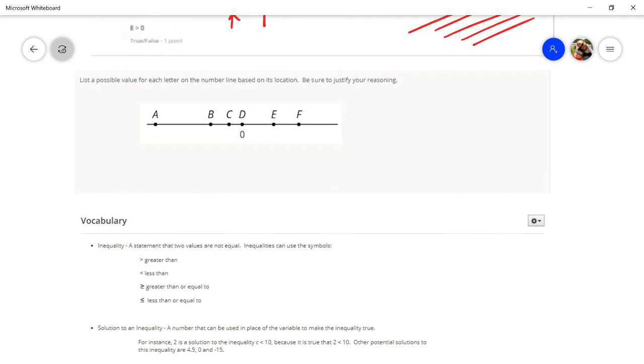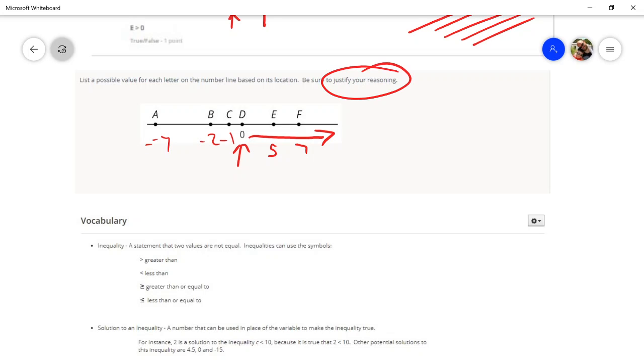List a possible value for each letter on the number line based on its location. Be sure to justify your reasoning. All right, well, this is 0. So that means anything this way. Let's see. We could say E is 5, F is 7, C is -1, B is -2, A is -7.